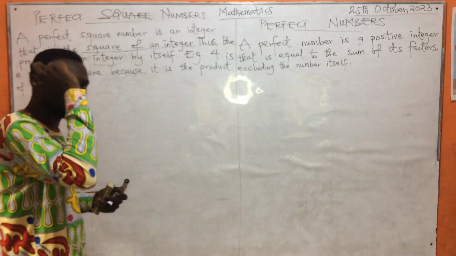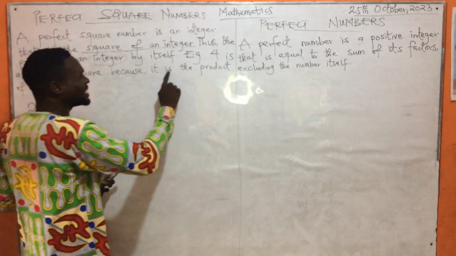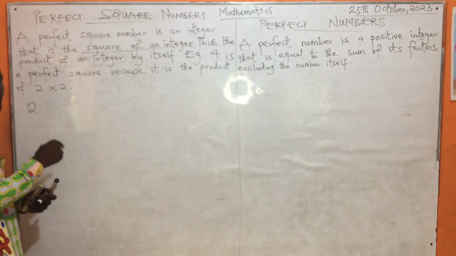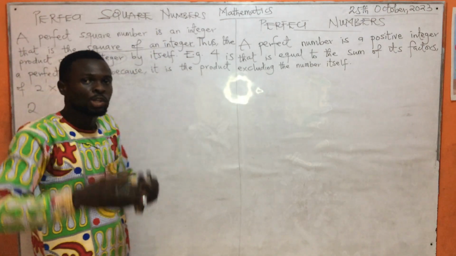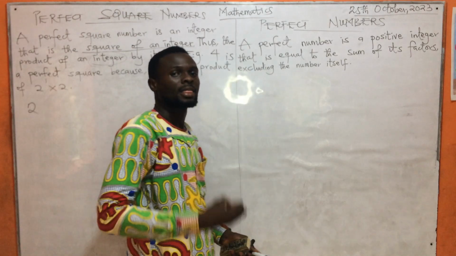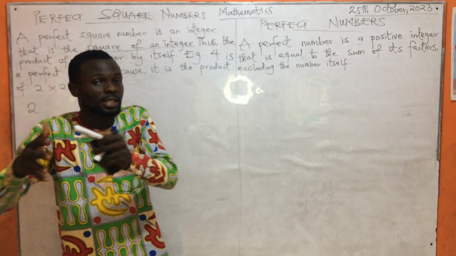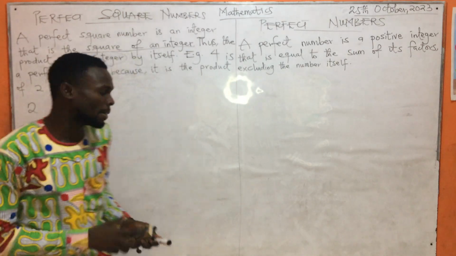Why is 4 a perfect square? 4 is a perfect square because it is the product of this integer being multiplied by itself. That is 2 times 2. So any number that is the square of an integer, then that number is a perfect square.